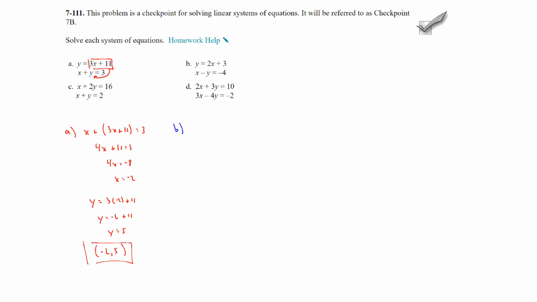Let's move on to B. B is also set up for substitution. So x minus, though, in this case, and make sure you put that in parentheses, 2x plus 3 is equal to negative 4. We do need to distribute the negative sign. Combine our like terms, add 3 to the other side, divide by negative 1, so x is equal to 1. Take that, plug it back into the equation. 2 times 1 plus 3 is 5, so 1, 5 would be the solution for B.